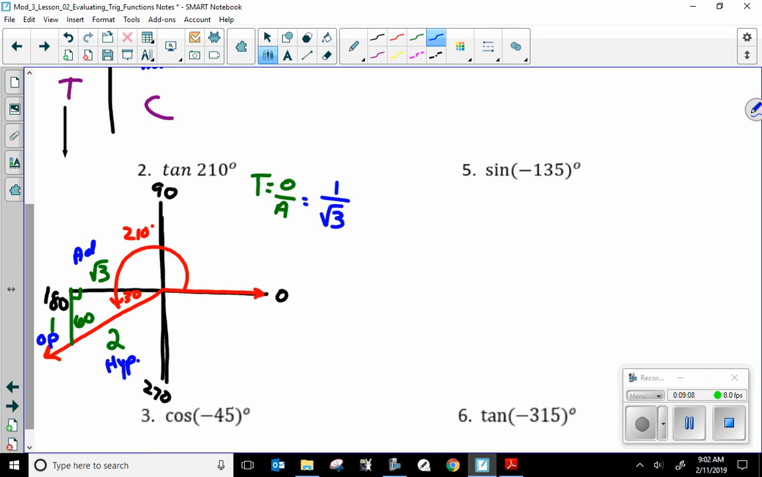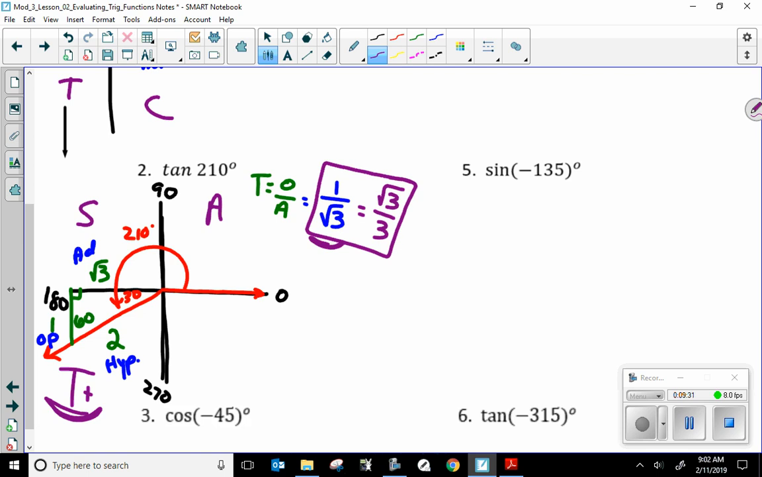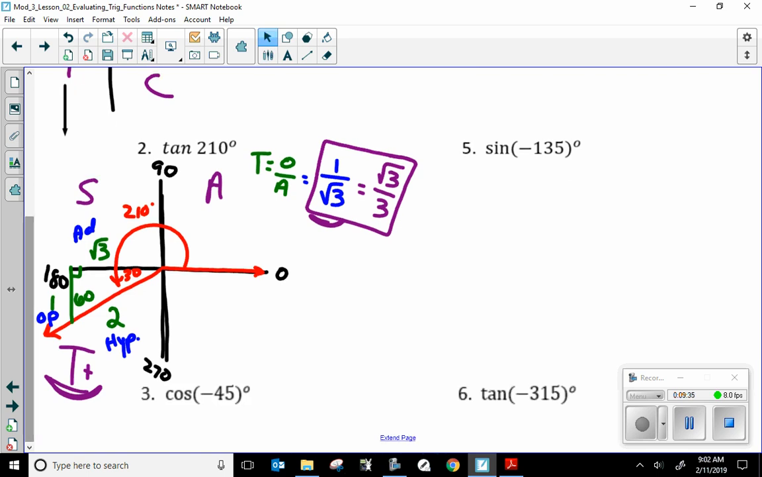Now, is it positive or negative? All students take. Tangent is positive in quadrant 3. So my answer should be positive. That's a good answer. Okay, if they ask you to simplify, I need to multiply the top and bottom by radical 3. If they ask me to simplify, I would need to simplify it like that. Okay? Good, very good.